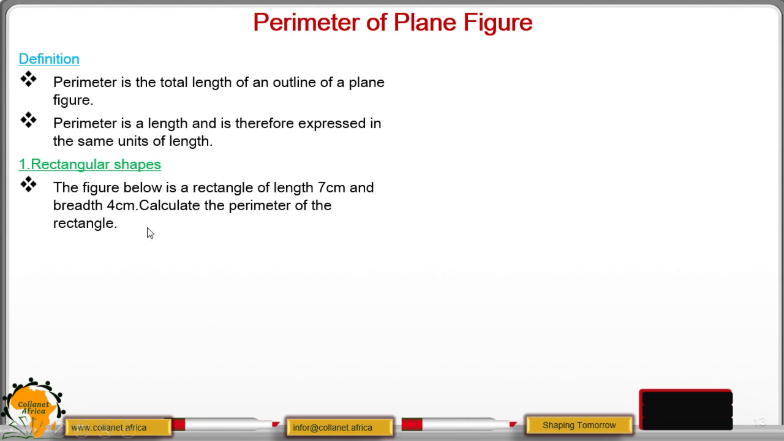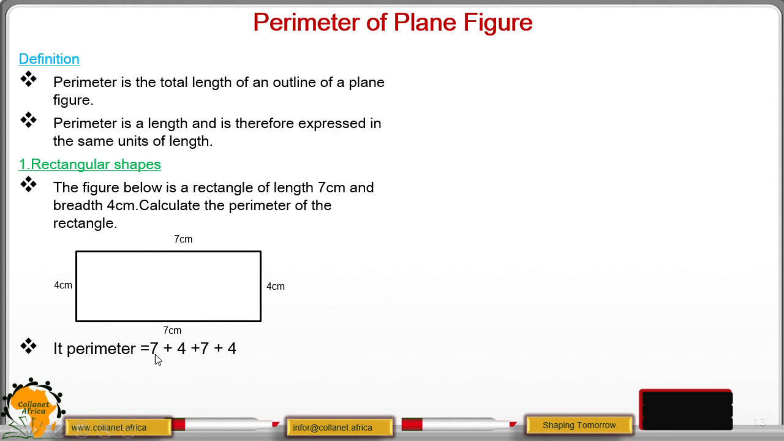Now when we have a rectangular shape, we are going to consider the figure that we have here. This is a rectangle that has 7 centimeters as the length and 4 centimeters as the breadth. So for us to get the perimeter, we have seen that the perimeter is the length of the outline. So we start from one corner, we move like that until we get to the same point. So it means that we add 7, we add 4, we add 7 again, and we add 4. So the perimeter will be 7 plus 4 plus 7 plus 4.